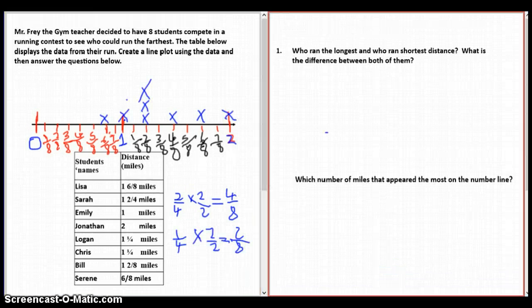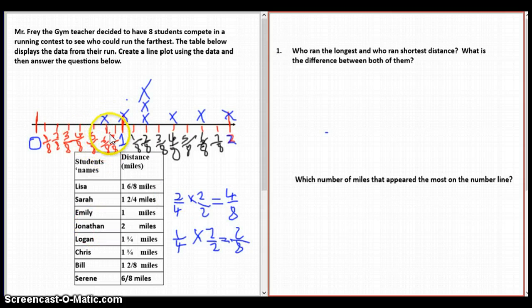After finishing plotting the rest of my data, and keeping in mind that all other fractions different than eighths have to be converted, now it's time to answer my questions. My first question is who ran the longest and who ran the shortest distance? If I look at my line plot, I would see that the longest was 2 miles, done by Jonathan, and the shortest one was done by Serene.